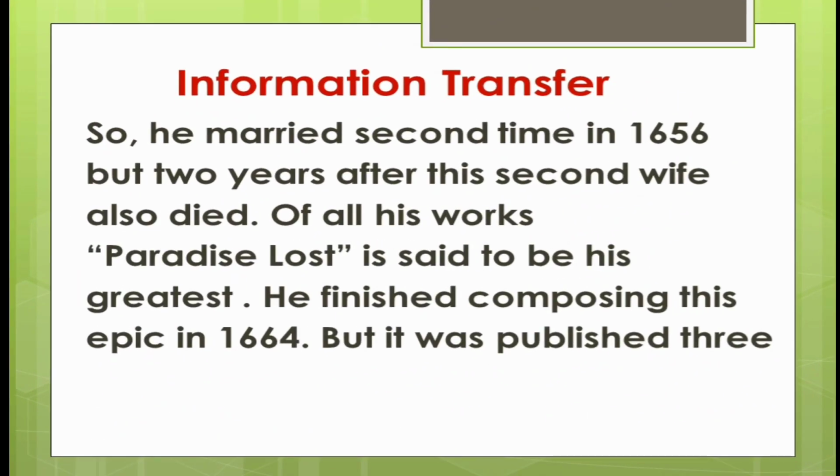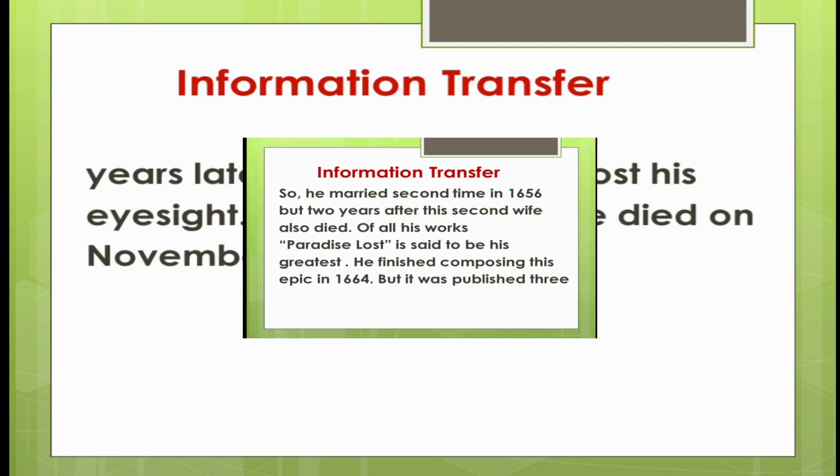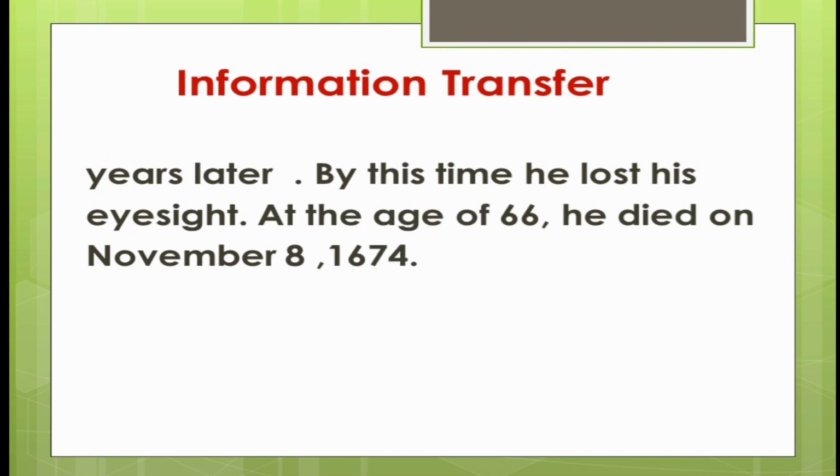So, he married a second time in 1656, but 2 years after, this second wife also died. Of all his works, Paradise Lost is said to be his greatest. He finished composing this epic in 1664, but it was published 3 years later. By this time, he had lost his eyesight. At the age of 66, he died on November 8, 1674. Dear students, this is all about John Milton.